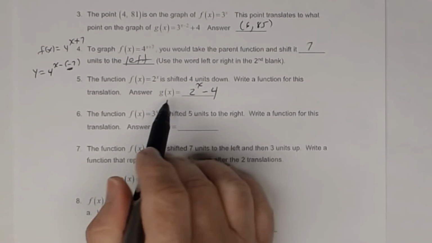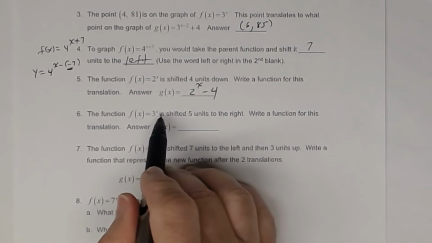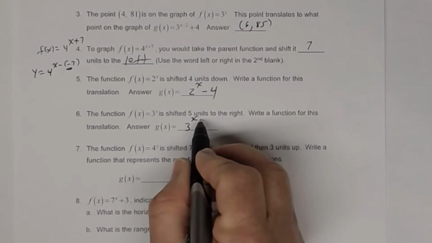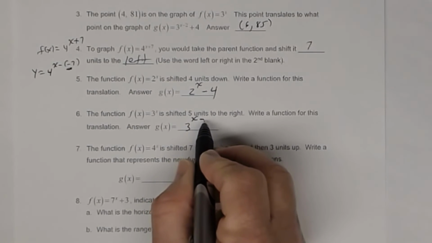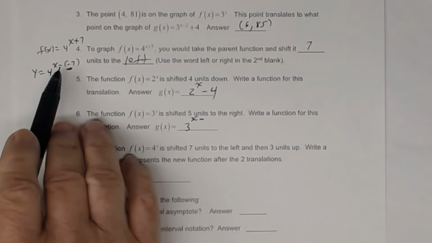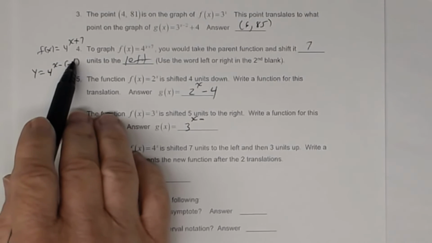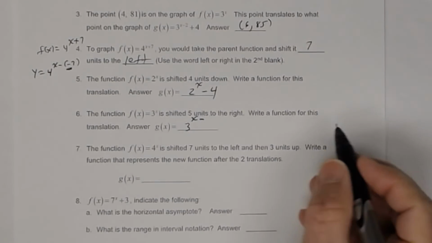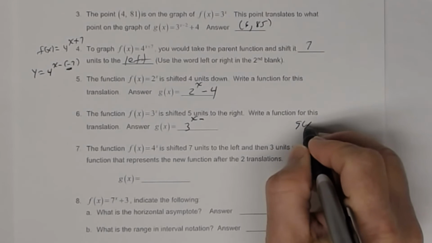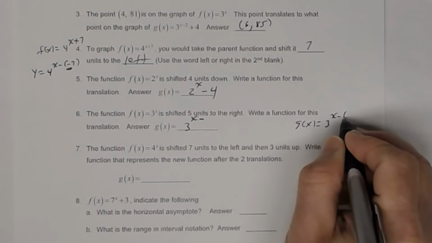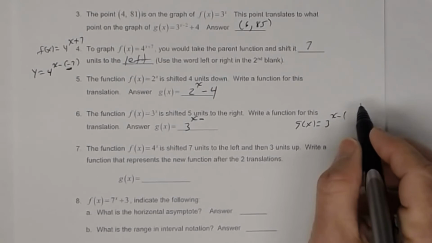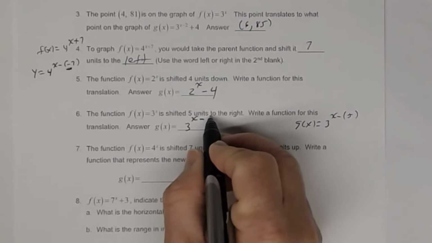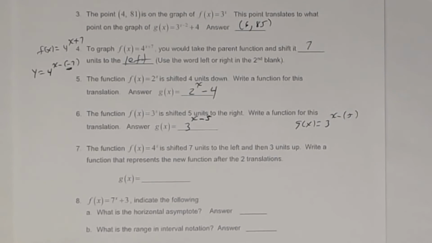Number 6, this time you're shifting it to the right, 3 to the x. So that's going to be 3 to the x. And now I'm going to write this minus, and then just kind of like we did right here, x minus whatever my translation is. So let me go ahead and do this, g of x equal 3 to the x minus, now I'm shifting to the right, right? So that's a positive 5, but x minus a positive 5 means the same thing as just saying x minus 5. So that's the answer.